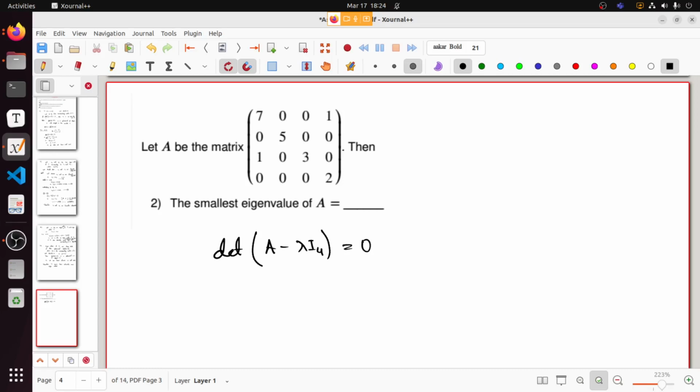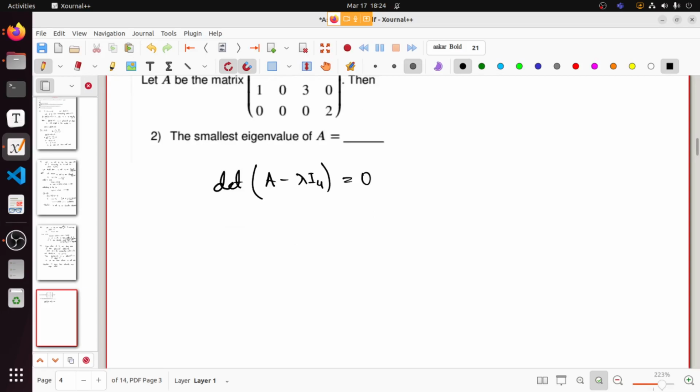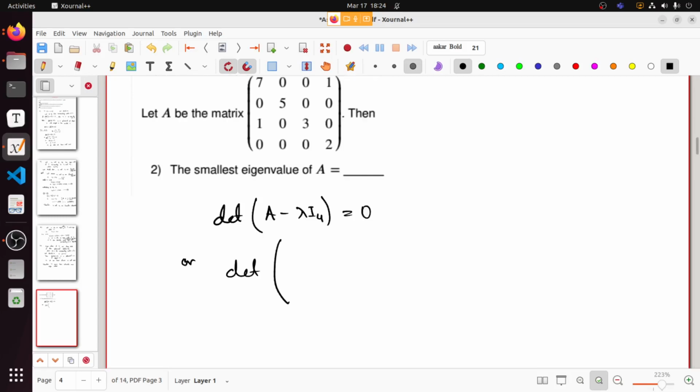So let's check. What will it be? It will be the determinant of the matrix with rows: 7 minus lambda, 0, 0, 1; 0, 5 minus lambda, 0, 0, 1; 0, 3 minus lambda, 0; 0, 0, 0, 2 minus lambda, right?